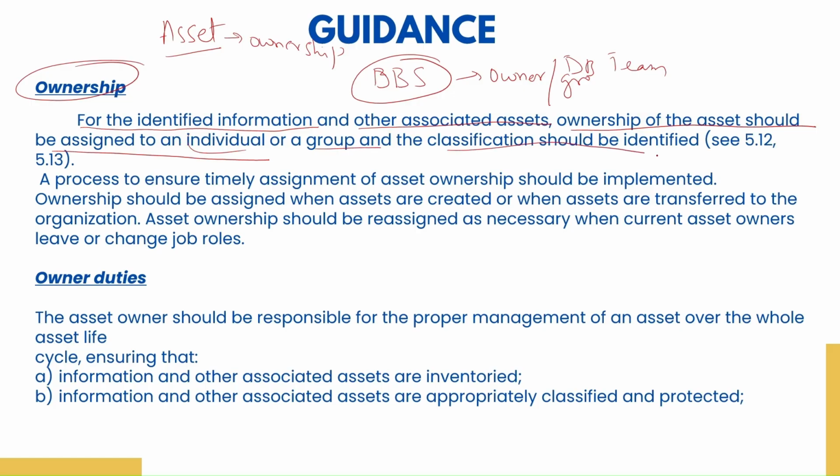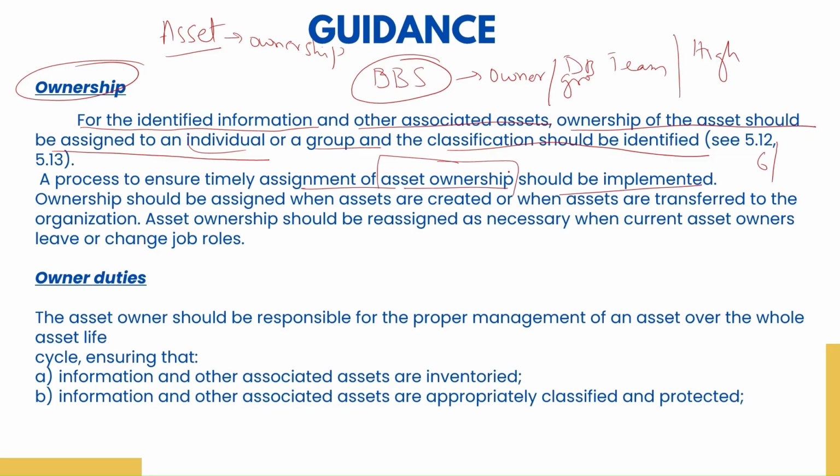An individual or a group, and the classification should be determined. The classification, whether it is critical, high, low, medium, that should be determined. So this is mandatory. If this is not there, then it becomes a non-conformity. So have these detailed in the asset list.